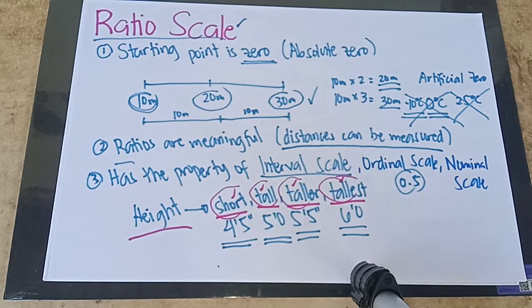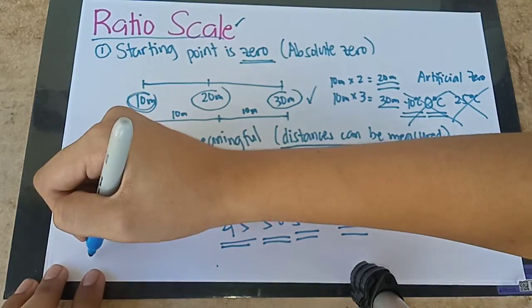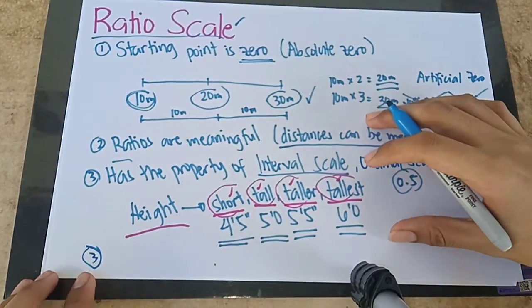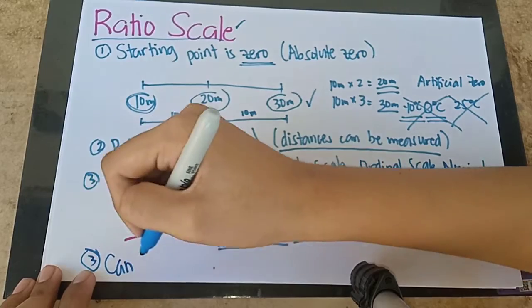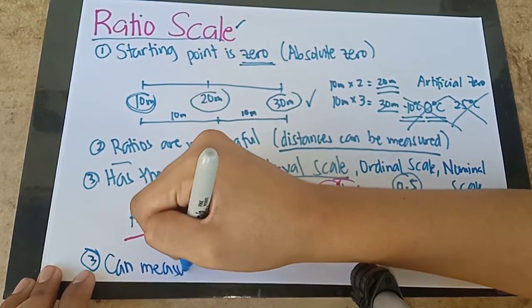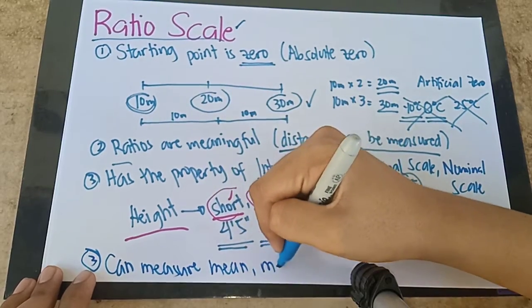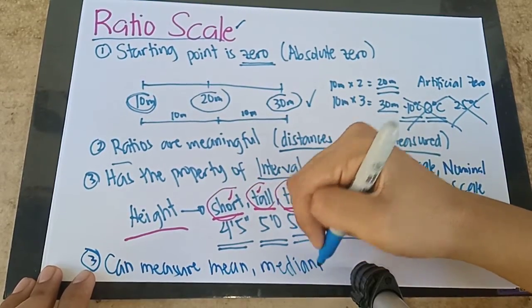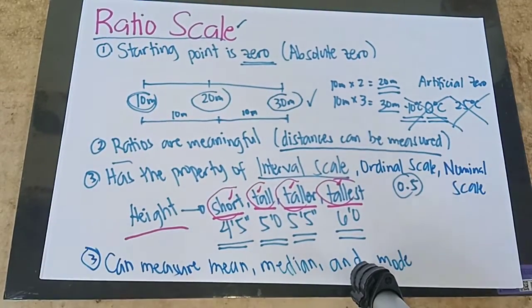Okay? Now, if the ratio scale has the property of these three other levels of measurement, meaning to say, the ratio scale can also, what? It can also measure mean, median, and mode. Okay? That is one advantage of the ratio scale.